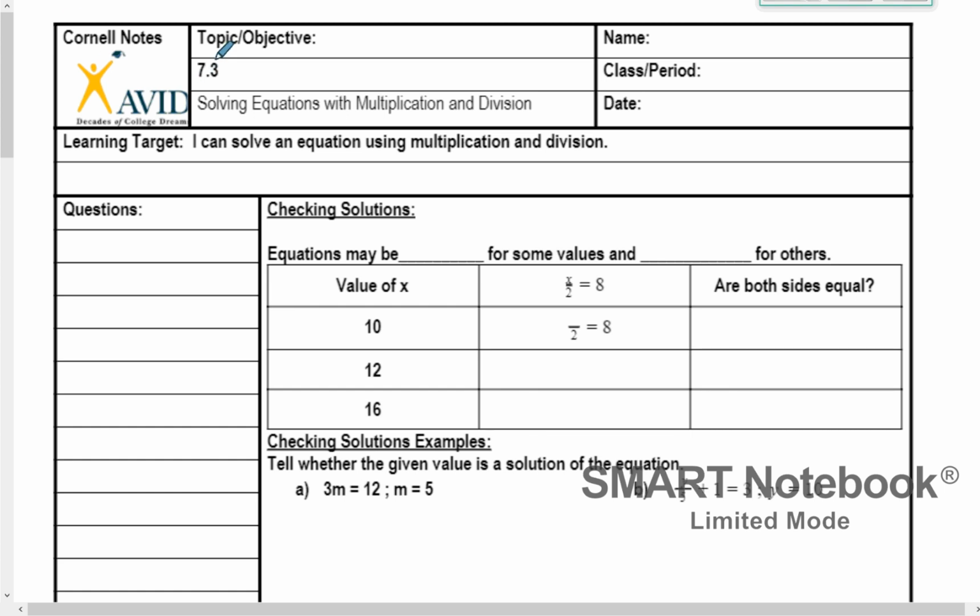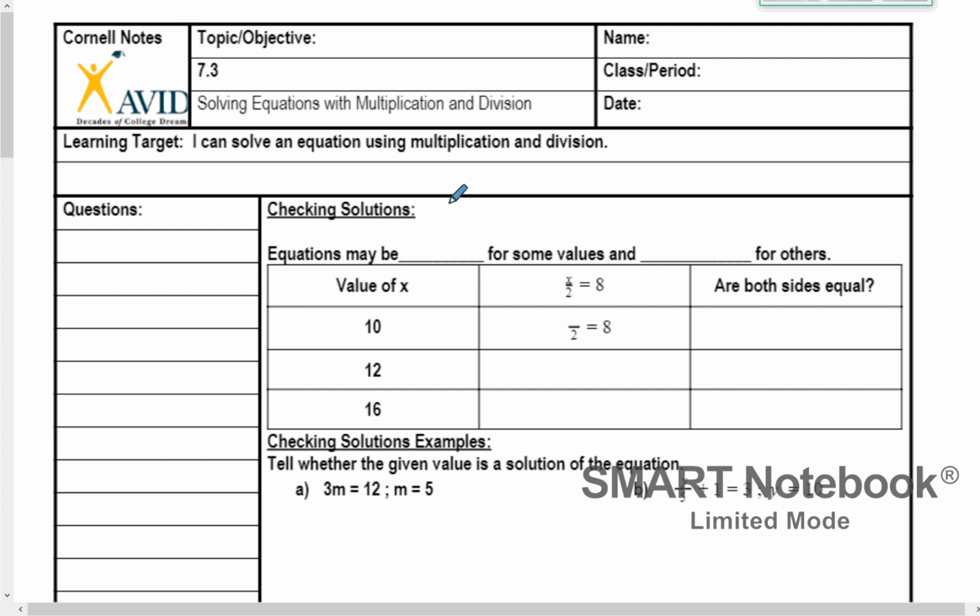Today we're going to be learning lesson 7.3, which is just solving equations with multiplication and division. Previously we have learned how to solve equations using addition and subtraction. Today is just taking it a little bit harder with multiplication and division. But we do it the exact same way that we solved equations with addition and subtraction.